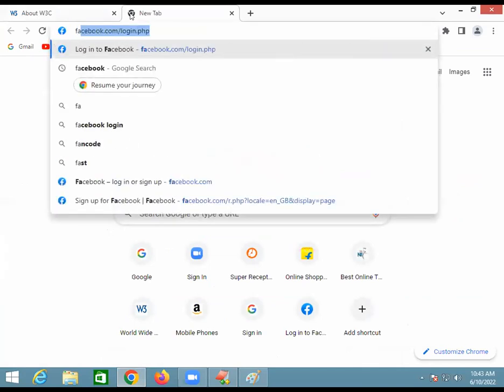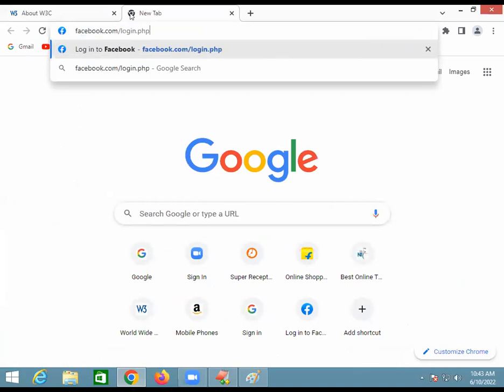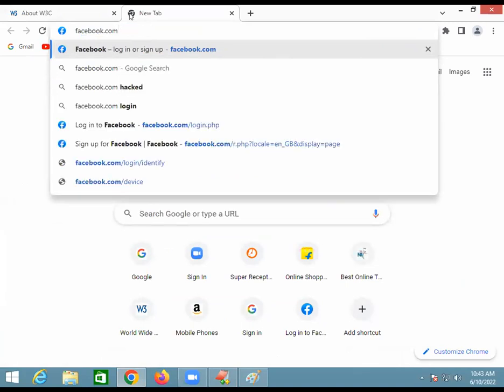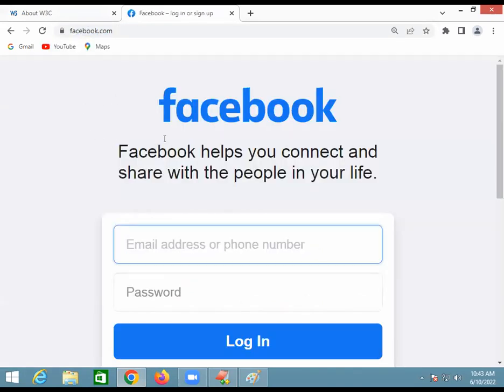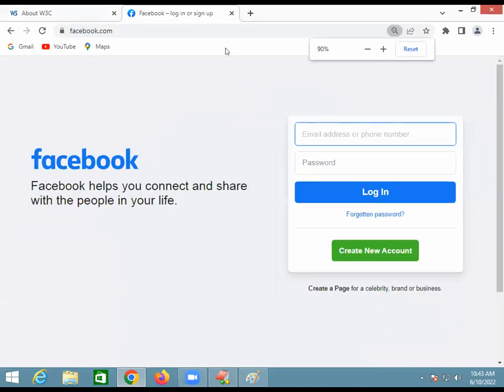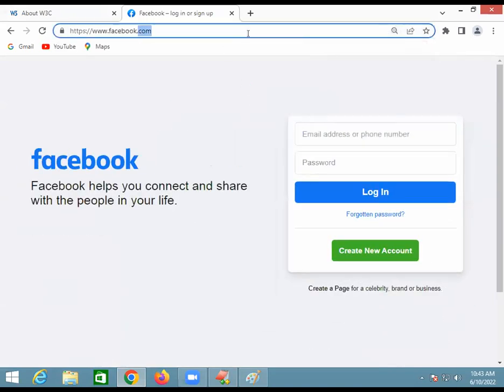So I'm going to open Facebook, sir. I have not typed anything, I just typed facebook.com. Press enter, sir. What happened, sir? Is www there? Is HTTP there? Then can you feel that without www we can open websites, and without HTTP we can open websites? Possible?